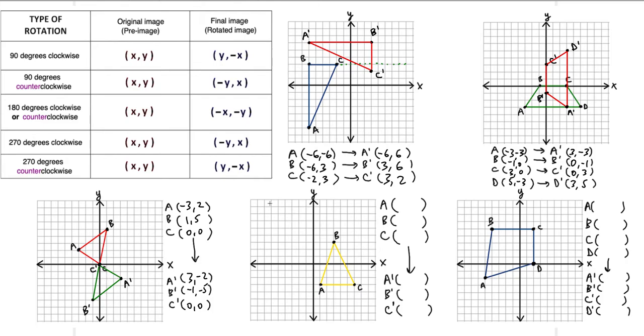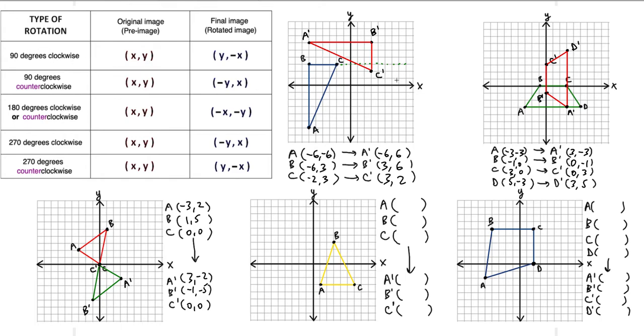Okay. So now let's talk about 270 degrees clockwise. This is an interesting case. Notice that 270 degrees clockwise is the same as the 90 degrees counterclockwise. You might think, why is that? Well, think about this.